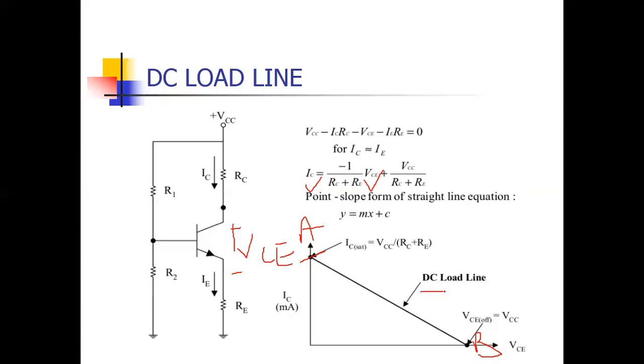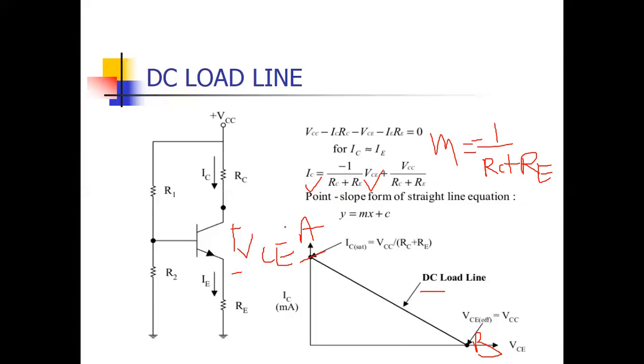Why is it called the DC load line? Because the slope m is equal to minus 1 upon RC plus RE. These RC plus RE are constant values, or the DC values. That's why it is called the DC load line. Okay, again listen, the slope is proportional to the DC load. That's why it's called the DC load line.